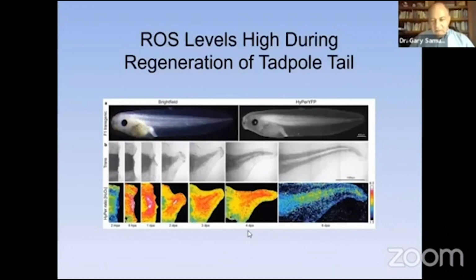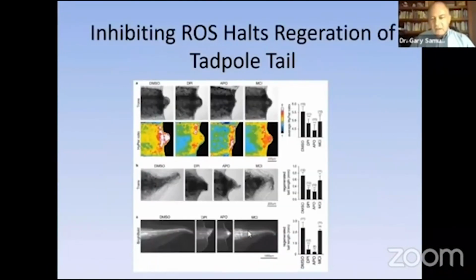In fact, what they did also is they took antioxidants and got rid of the oxidants for the regeneration process, and the tail did not regenerate. So the oxidation, the redox signaling molecules were absolutely essential in the regeneration of tissue.